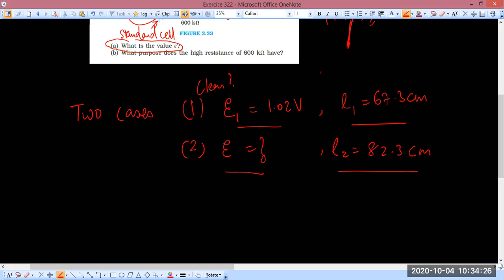Yes, Manav. Yes, Kaya, very good. Epsilon upon epsilon 1 equal to L2 upon L1, right? Written reciprocally, nothing else done. Yes, the answer has come.